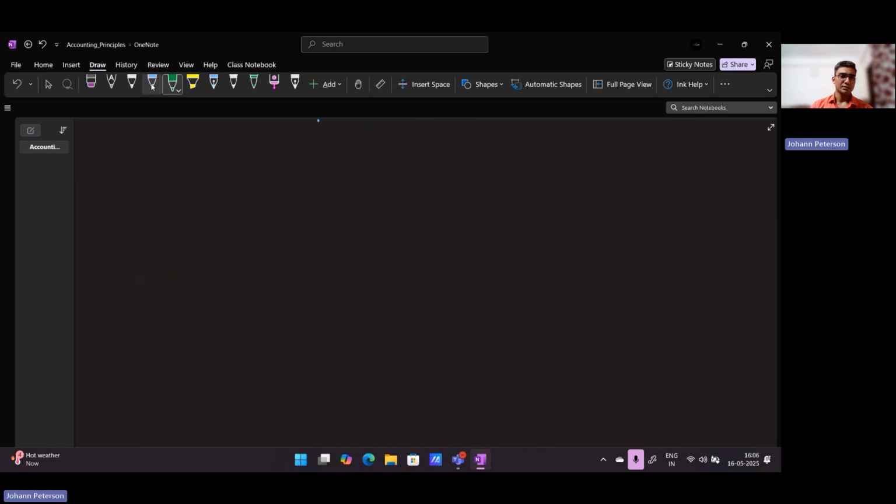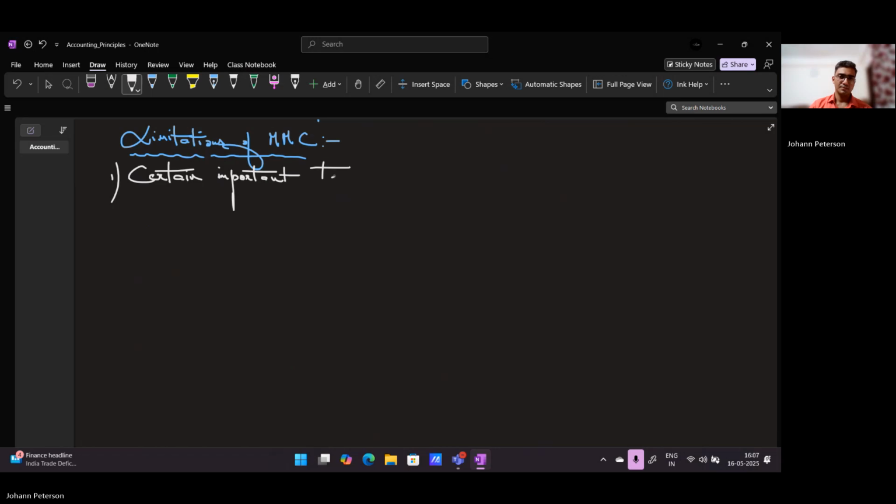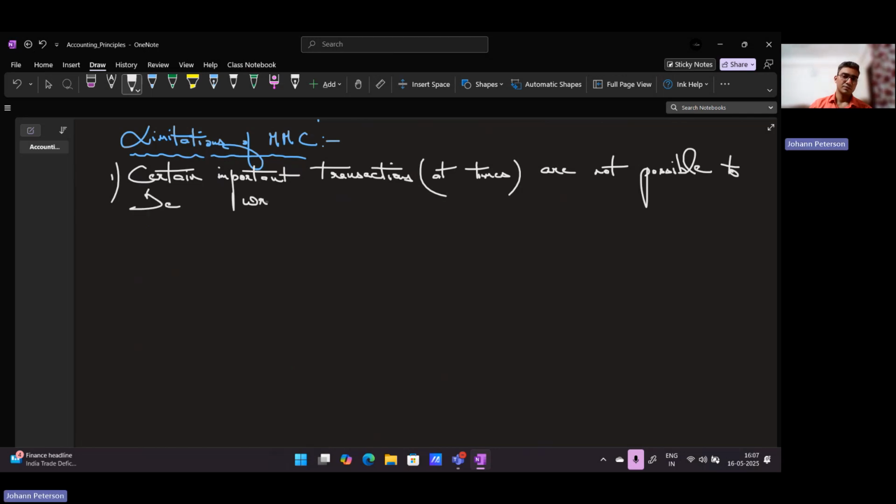Okay, so as I was saying, you have certain limitations of money measurement concept. So, what are those limitations? The first is that certain important transactions for a business, at times, are not possible to be written down in accounting.